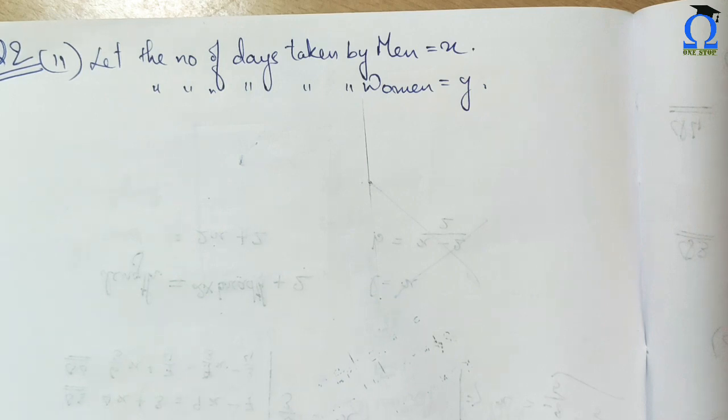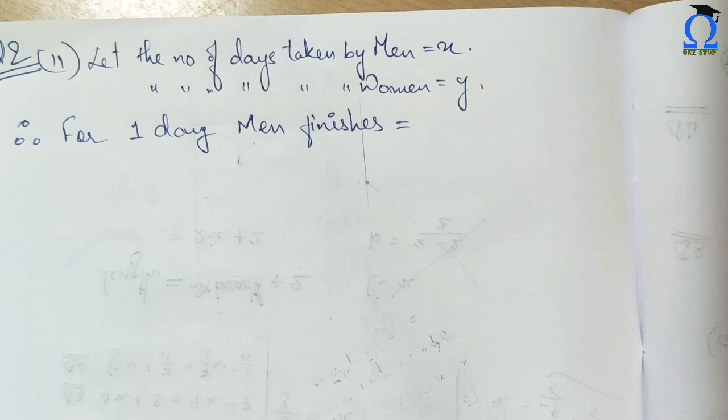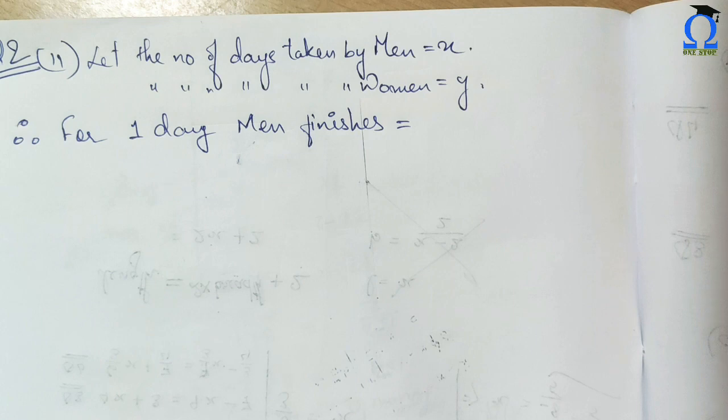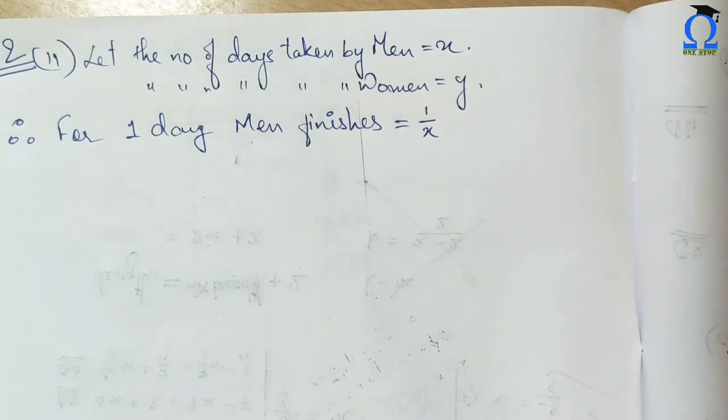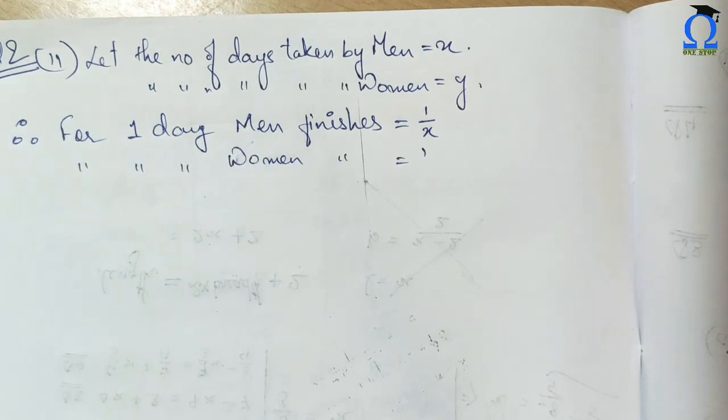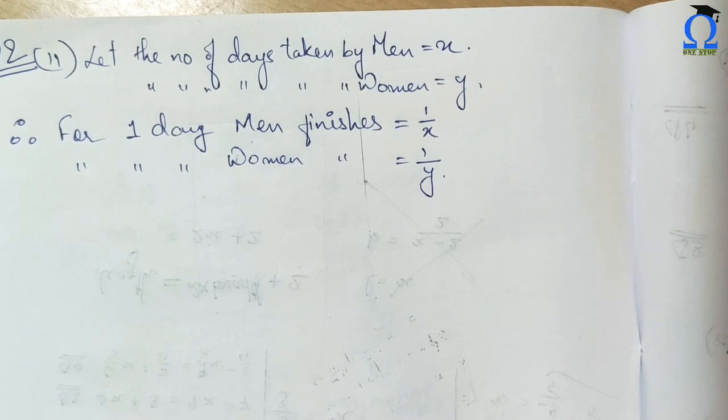So if the work is completed by the men in x days, that means in 1 day what will be the work completed? See, if a man will take 3 days for a work, that means for 1 day he will complete 1/3 of the work. If he takes 4 days for a work, then for 1 day he will complete 1/4 of the work. That means if he takes x days, then the amount of work in 1 day is 1 by x. Understood? Same goes for women, and same for together.